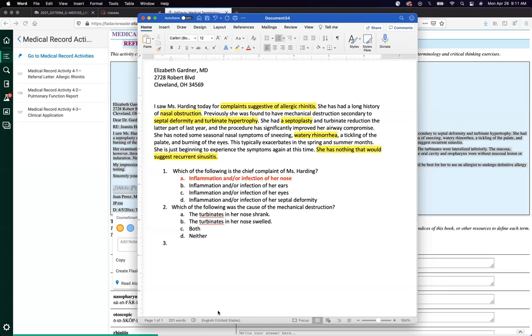So what did we do to her nose? Anybody? Did we remove anything? Did we sew anything up? What'd we do? That's a nice third question. Which of the following was the management for her septal deformity? Did we remove her septum? Suture her septum? Burn her septum? Or repair her septum? Is it repair? Yep, it is.